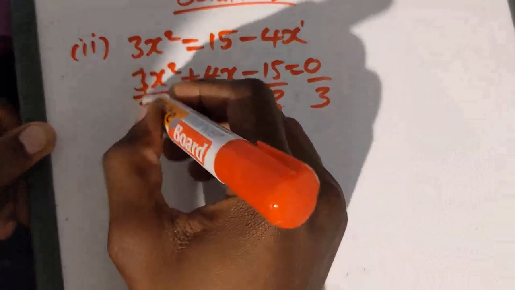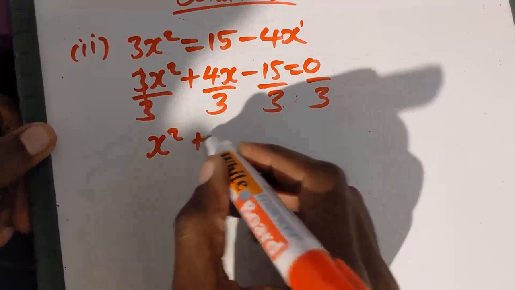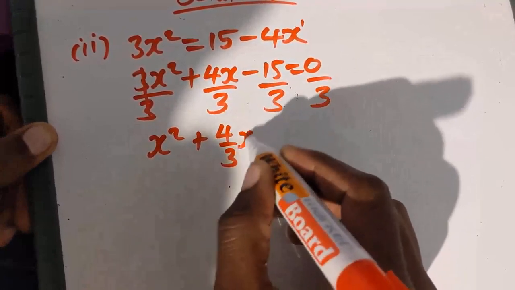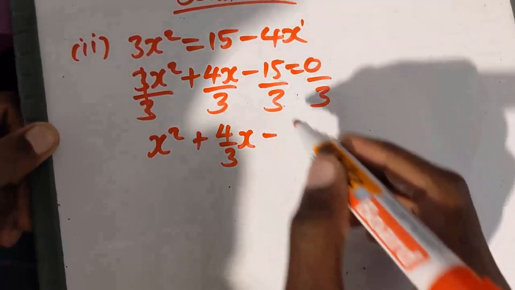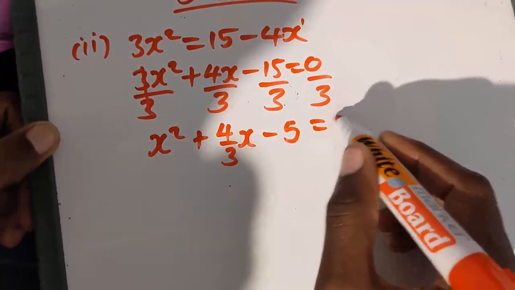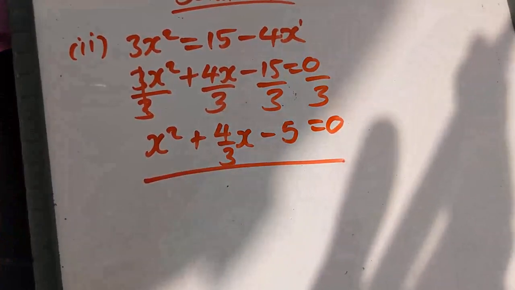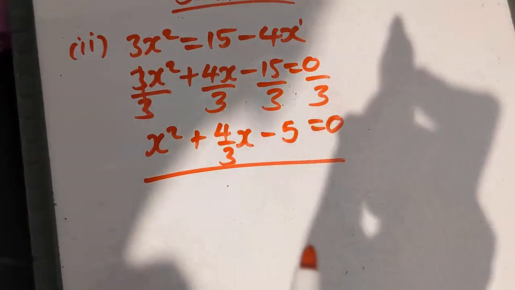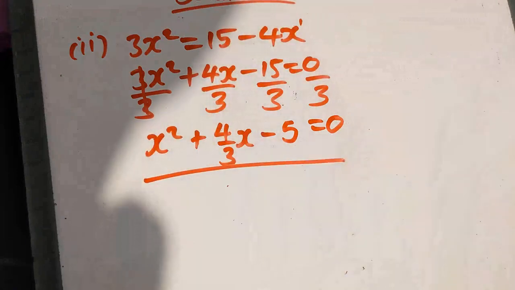So meaning that this will go, we will have x squared plus 4 over 3x minus 3 into 15. What is 3 into 15? 3 into 15 is what? It is 5. Then equal to 0. So meaning that this is our quadratic equation that we are supposed to solve by using the completing the square method. I hope you are getting it here.